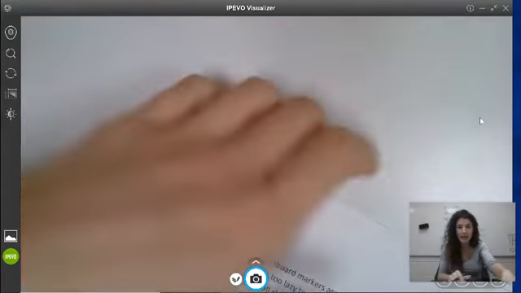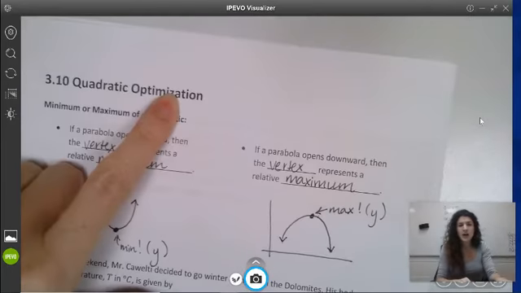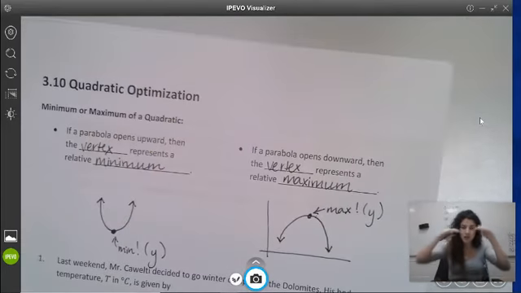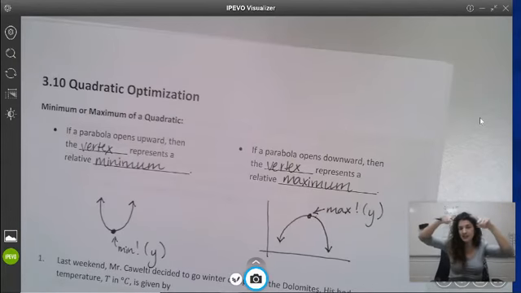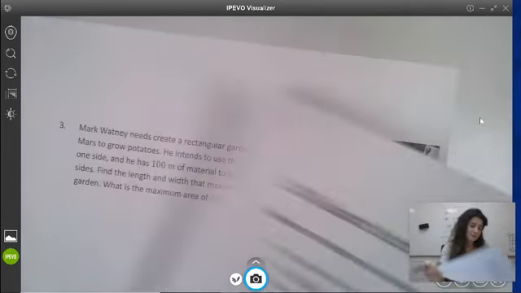All right, so that's our first foray into quadratic optimization. Let's talk about that for a second. Optimization, you're trying to find like the ultimate point, right? So optimization is like when you're either finding the minimum or the maximum. And so that's what this lesson is about, is how to take quadratics and find their maximums or their minimums and then interpret them in real world problems.